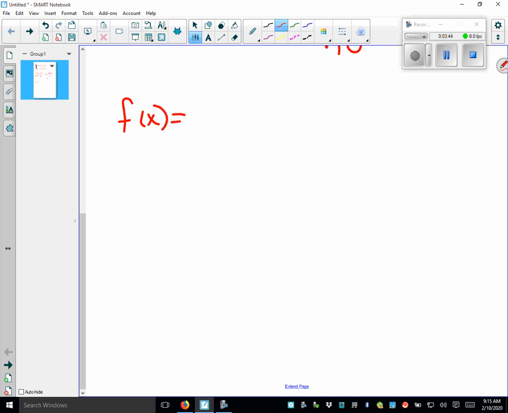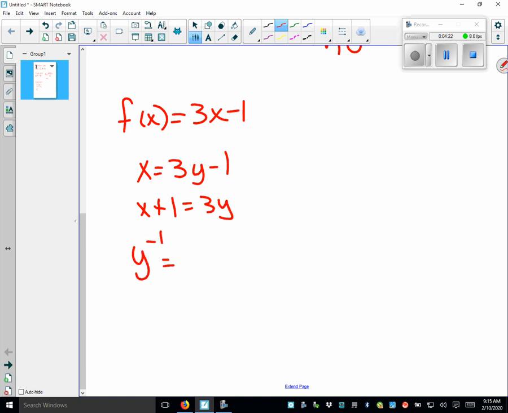F of x is 3x minus 1. Find the inverse. What's the first thing I do to find the inverse? Switch x and y. x equals 3y minus 1. Now what? Add 1. So x plus 1 equals 3y. Divide all of it or just part of it? All of it. So y equals x plus 1 over 3.